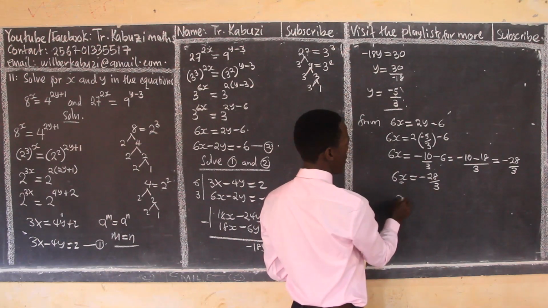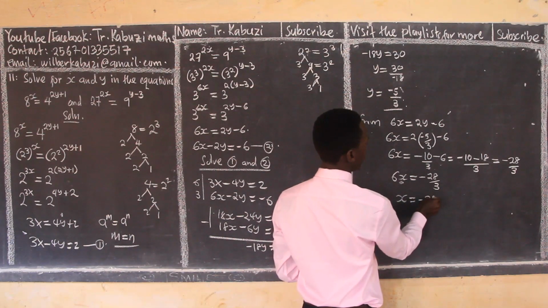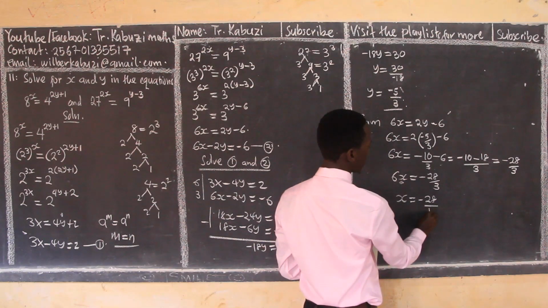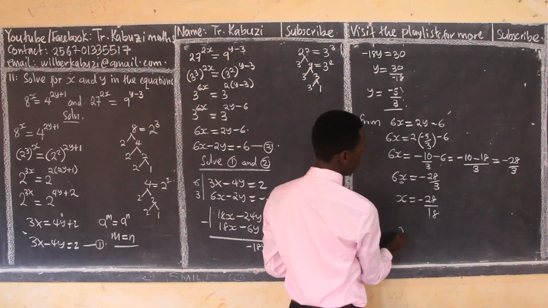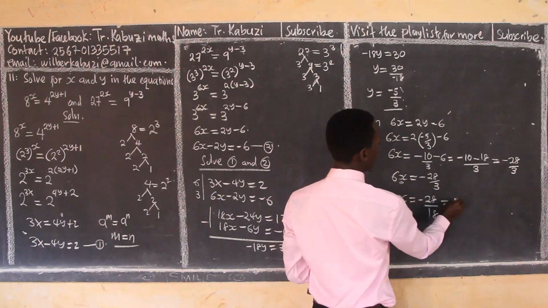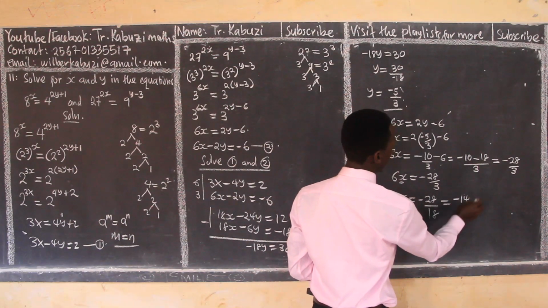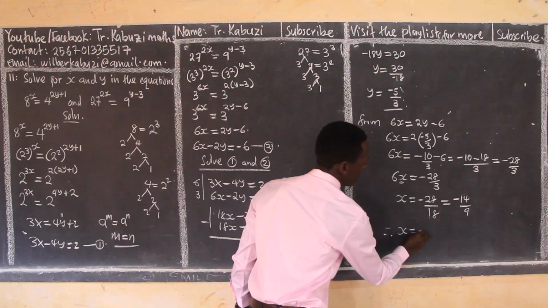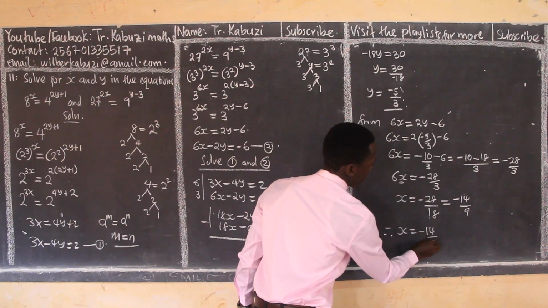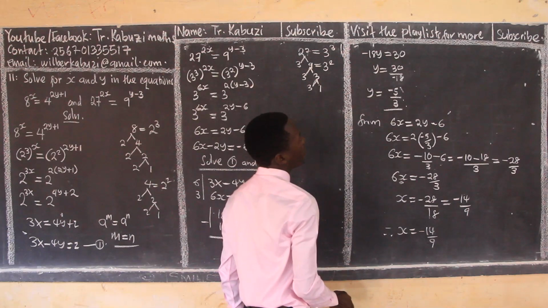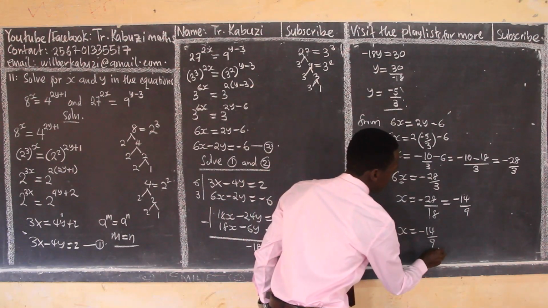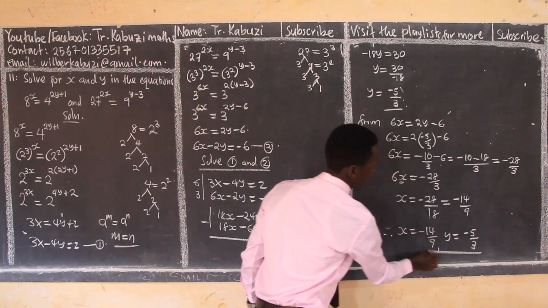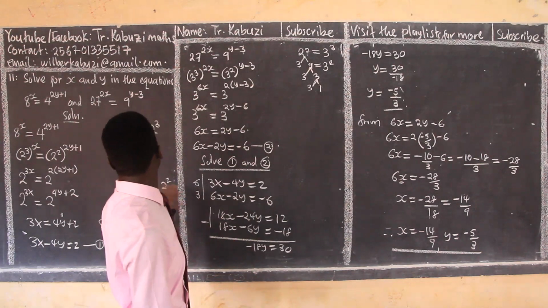If I divide it there, my x now becomes negative 28 over 18, which you can reduce to x equals negative 14 over 9. So therefore, the value for x is negative 14 over 9, and then the one for y is going to be negative 5 over 3. So that's the solution for that number 11.